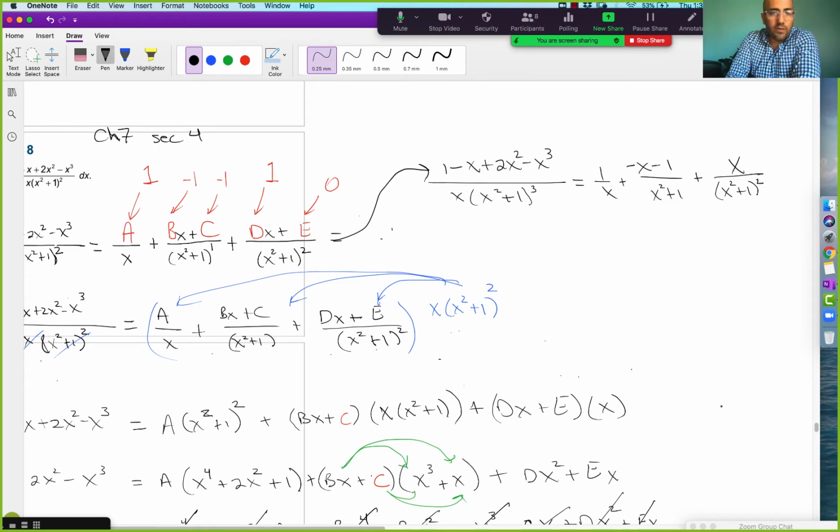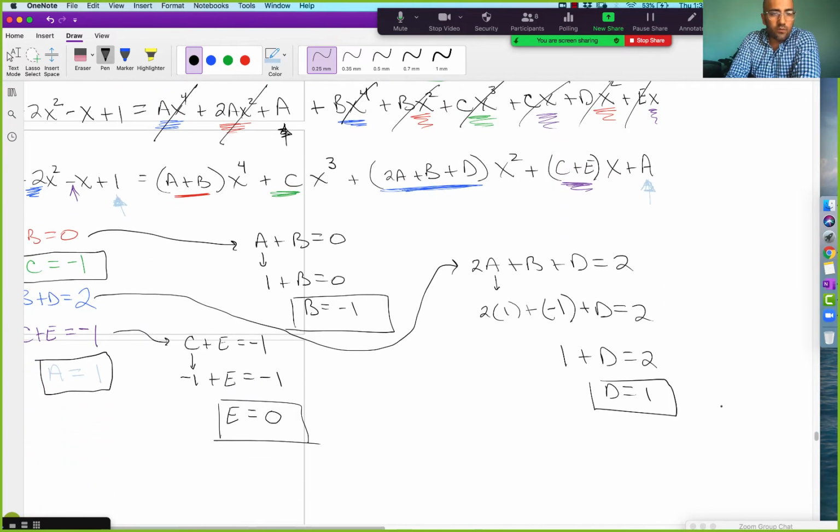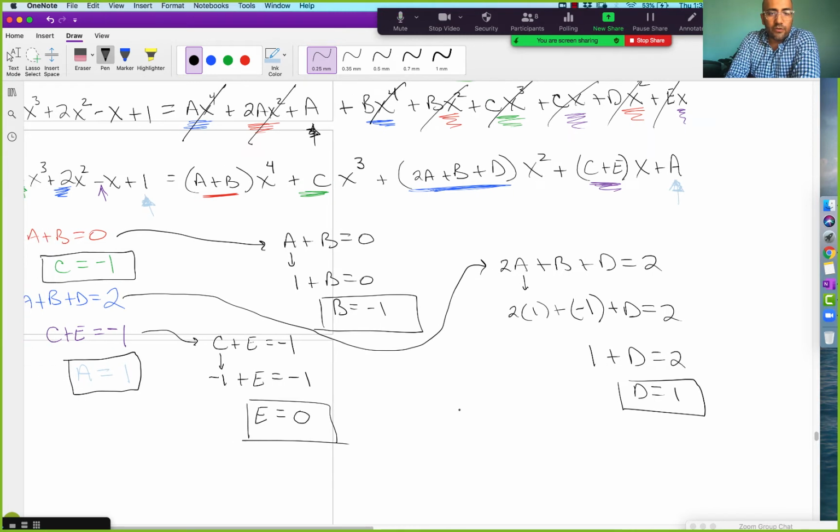Make sure that I got the right constants down here. It was 1, -1, -1, 1, and e. Yep. Okay, so just gotta make sure that I substituted it the right way.